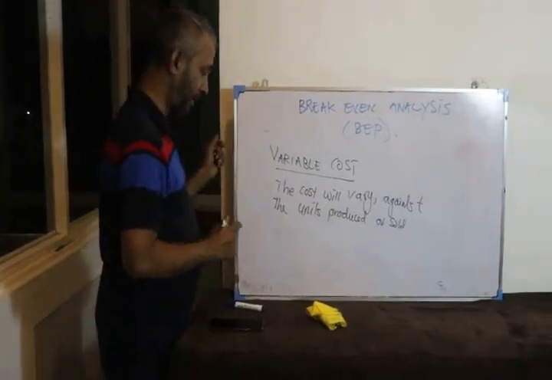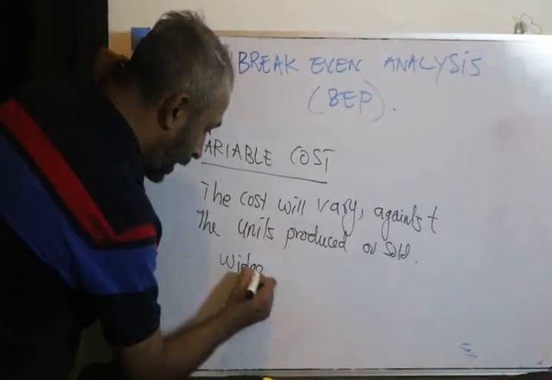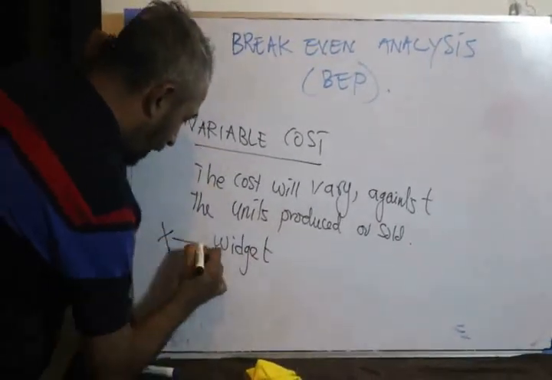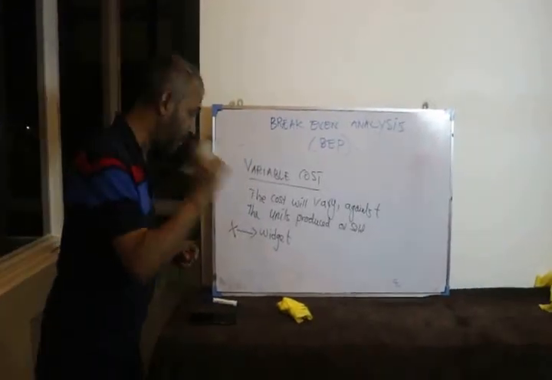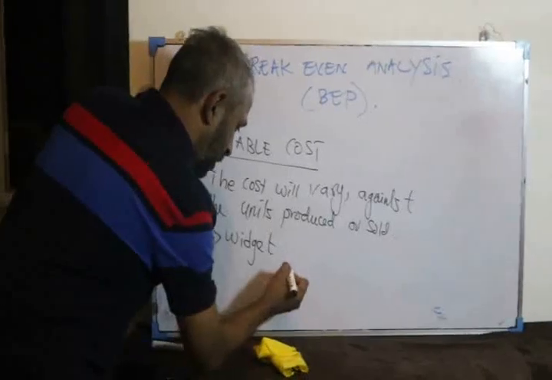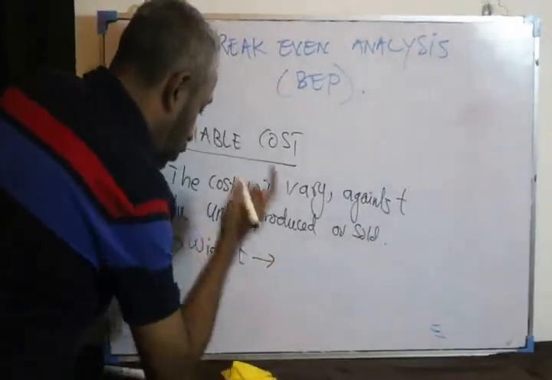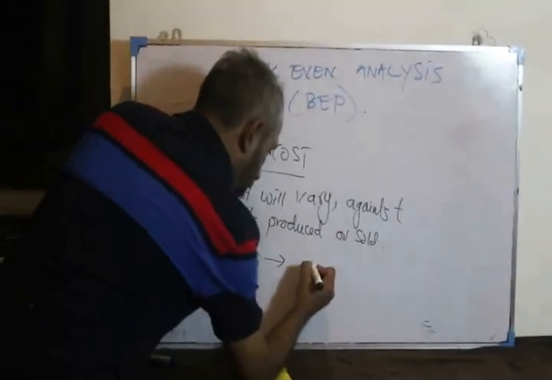See the example here. For example, for that widget, company X produces widgets, and to manufacture one unit, let me say the total cost to manufacture one unit of widget is $4.